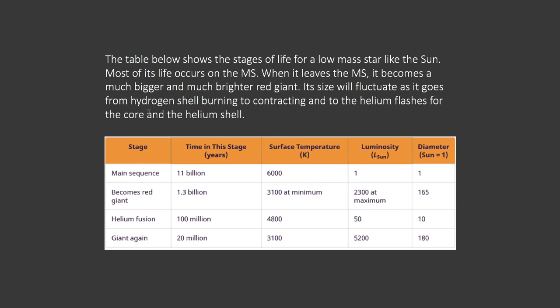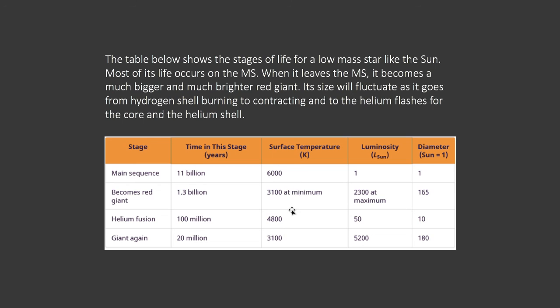Now for the sun specifically, the stages are given in this table here. We can see the main sequence stage, then it becomes a red giant, helium fusion begins, and then it becomes a giant again, and we can see the lifetimes of these stages. Approximately 11 billion, I know I said 10 billion before, these are rough estimates, so 10 to 11 billion years it's on the main sequence. And then it'll become a red giant, and it'll be in that stage for 1.3 billion years. It'll burn helium for 100 million years, and then be a giant again for another 20 million years.